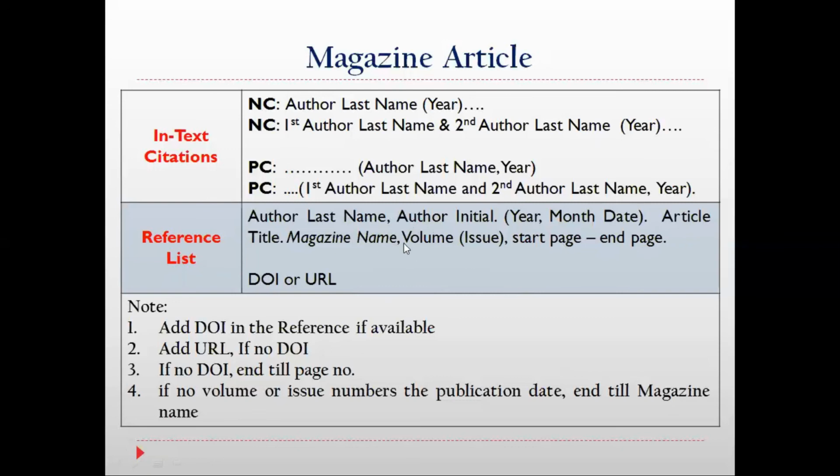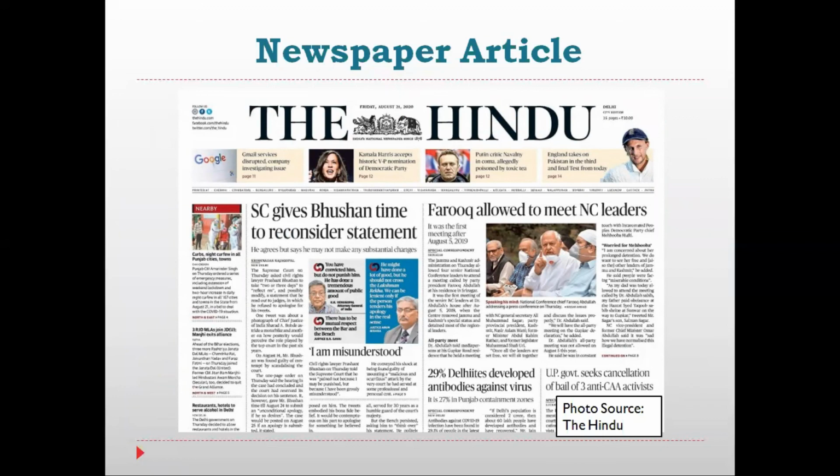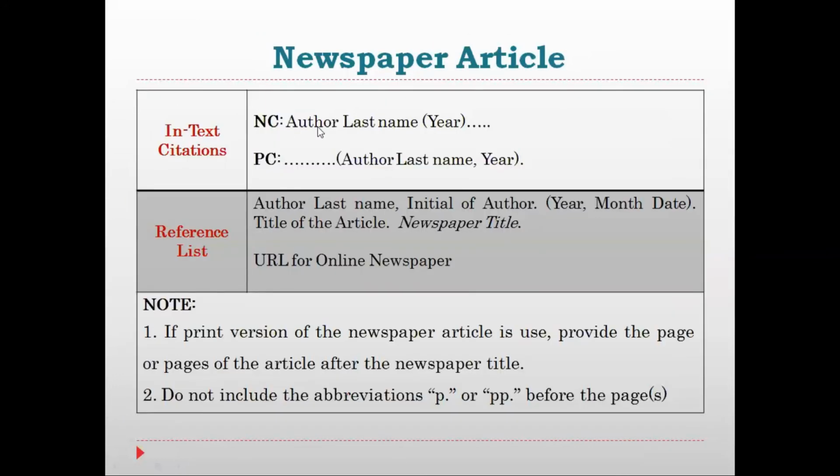Now, how will you write your reference using APA style in case you cite something from a newspaper article? Similarly, here it is the author last name in the narrative citation. For parentheses, this depends. If two authors, you know the pattern. If three authors, you know the pattern, so you use et al. In the reference list, the author last name, initials of authors, year, month, date within parentheses, the title of the article that you cite your work from, and the newspaper title. And provide the URL for an online newspaper.